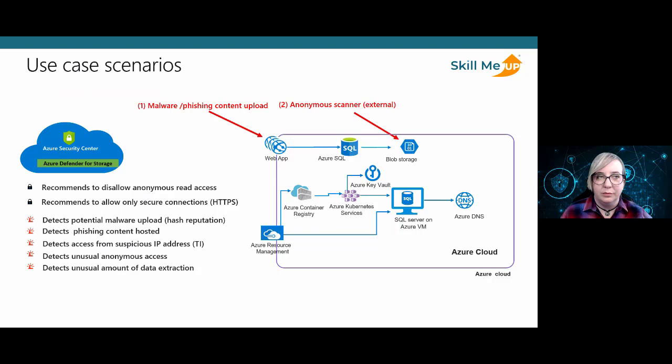And what's taking place in terms of our environment, detecting those potential malware uploads, where we have potential phishing attacks, suspicious IP addresses that are coming into our environment, maybe scanning our environment, unusual anonymous access, and maybe unusual data extraction. So if we are seeing a whole bunch of downloads taking place from our storage accounts, flagging that information and giving us alerts on that information as well.